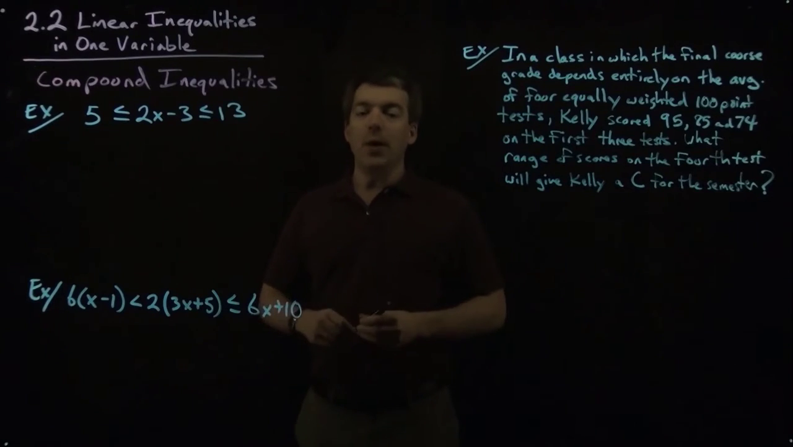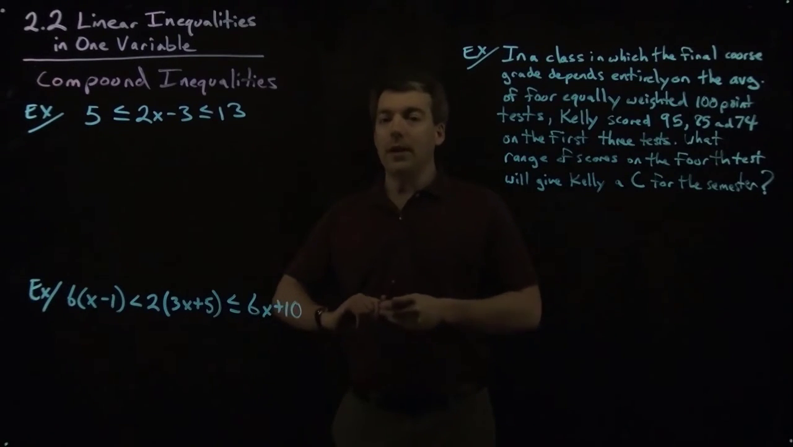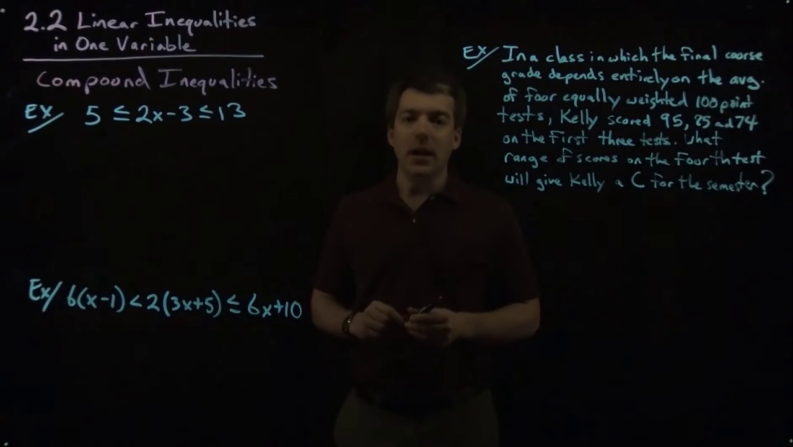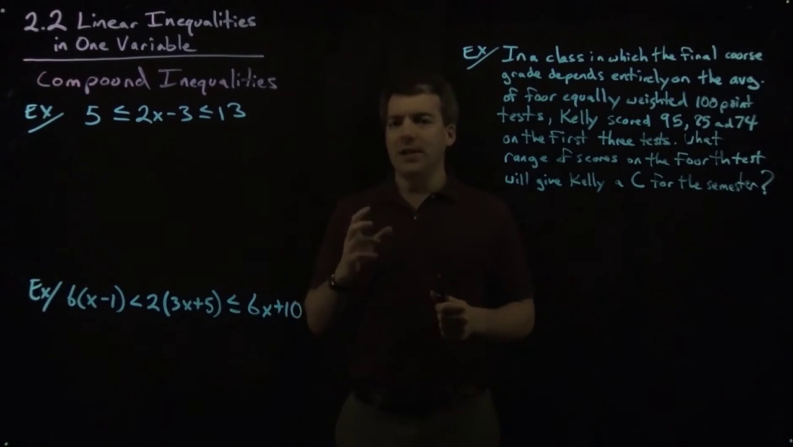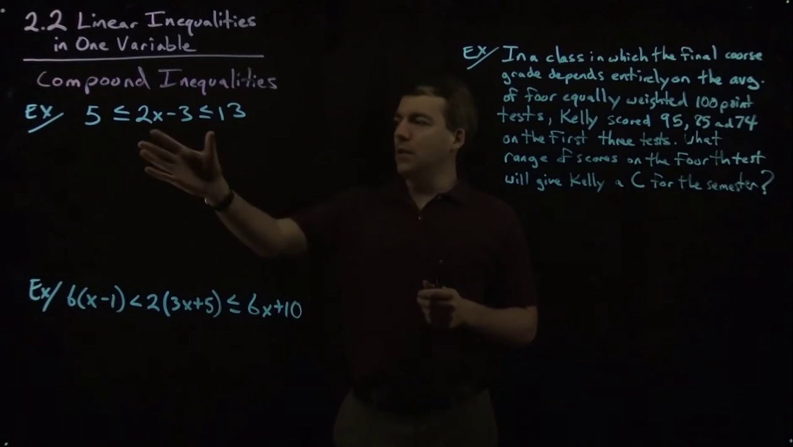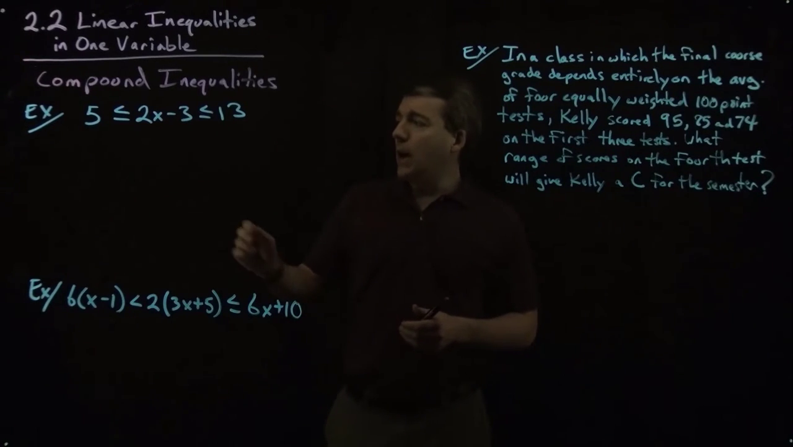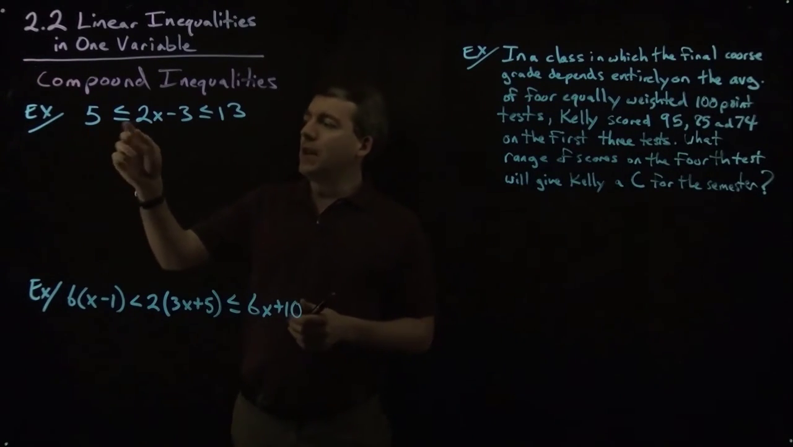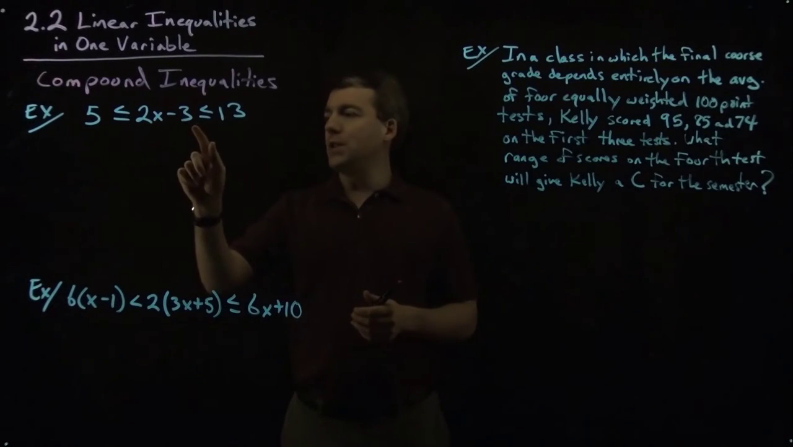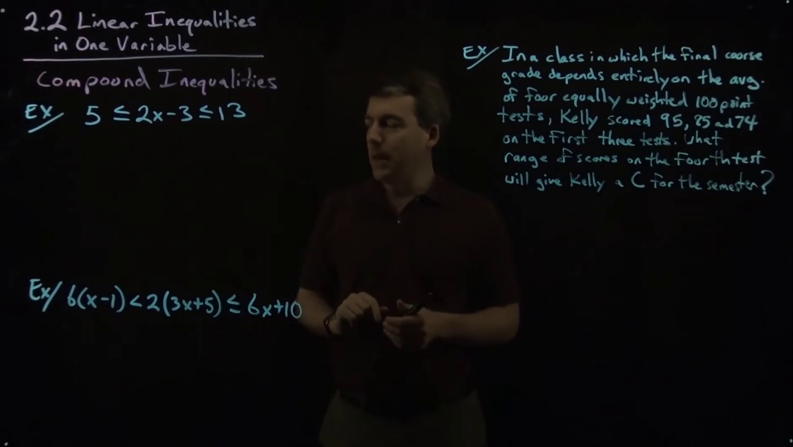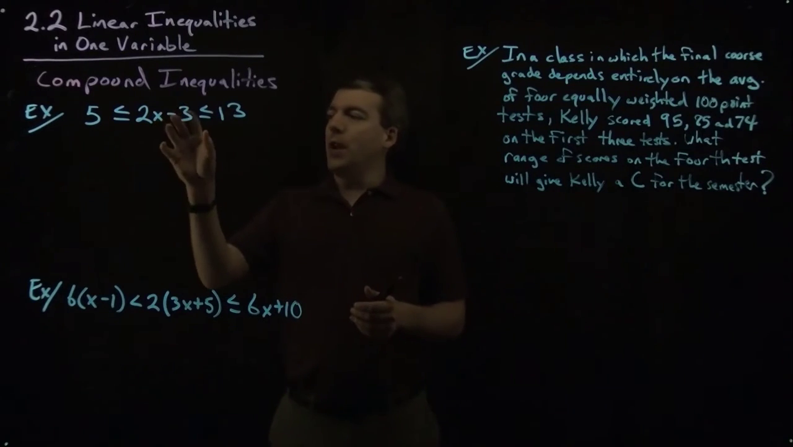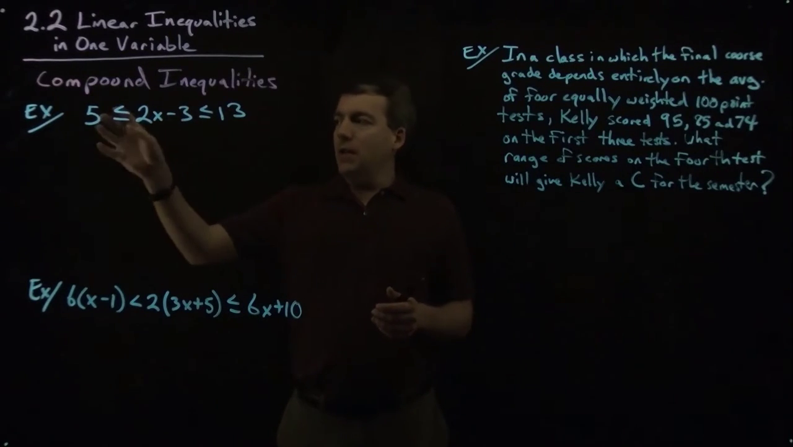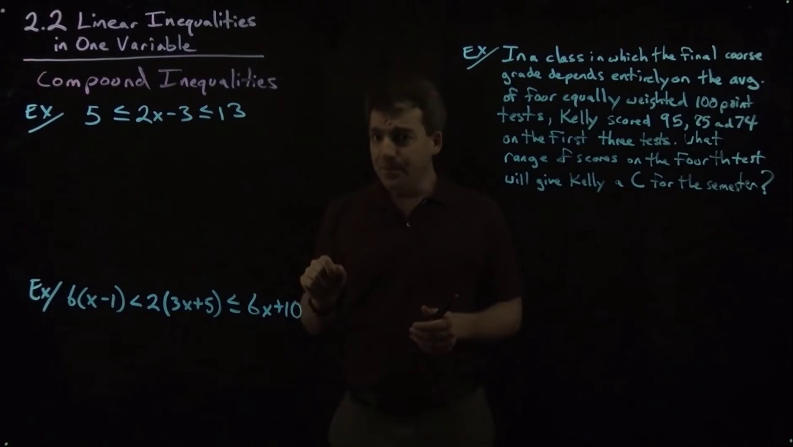Hi, let's continue with linear inequalities. We're going to look at compound inequalities. What are compound inequalities? Well, those are inequalities that involve the word "and" or that look like this. So here we have 5 is less than or equal to 2x minus 3 is less than or equal to 13. This is a compound inequality. It tells us that this expression, 2x minus 3, is between 5 and 13.